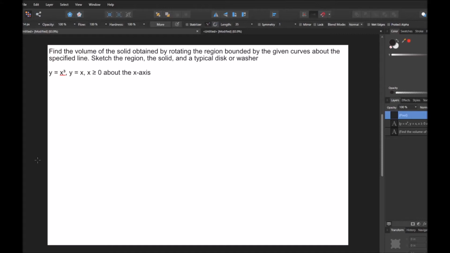Okay, so in this next question we're asked to find the volume of the solid obtained by rotating the region bounded by the given curves about the specified line, and then to sketch the region, the solid, and a typical disk or washer. The equations we're given are y equals x cubed, bounded by y equals x, and x has to be greater than or equal to 0, and we're going to be rotating this about the x-axis.